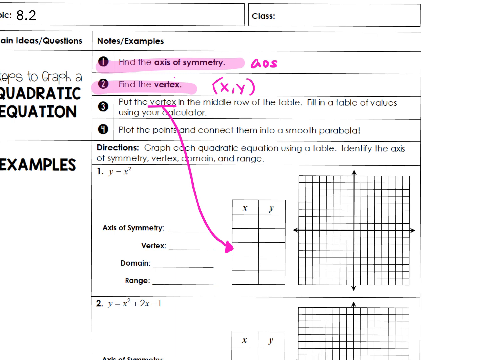And then you can use your calculator or you can write it all out to find the missing pieces of that. Okay, and then from there you just connect. And then we'll find a domain and we'll find a range. Do you remember what domain means? The domain is your X values. The range is your potential Y values. Okay, so we'll talk about that in just a minute.